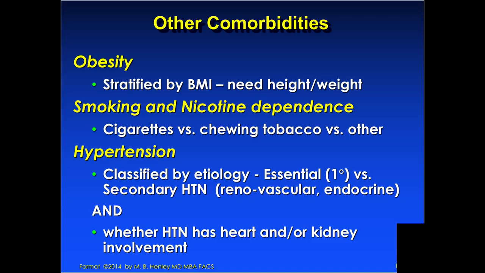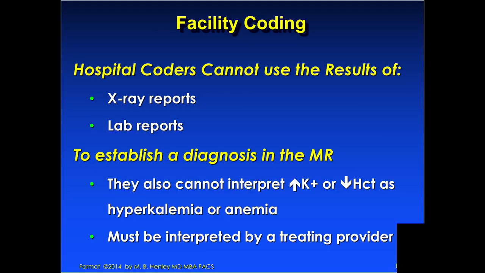Smoking, nicotine, you have to say how the patient gets their nicotine and whether they're dependent on it. For example, do they smoke cigarettes, chew tobacco, smoke cigars? Do they do snuff? Hypertension is classified by etiology, whether it's primary or essential hypertension versus secondary hypertension, for example, renovascular hypertension or endocrine. Hopefully, our medical colleagues will have already established this and we can refer to those diagnoses. And you also have to say whether there's an associated comorbidity in hypertension when there is any heart or kidney involvement. So you can see how important this is.